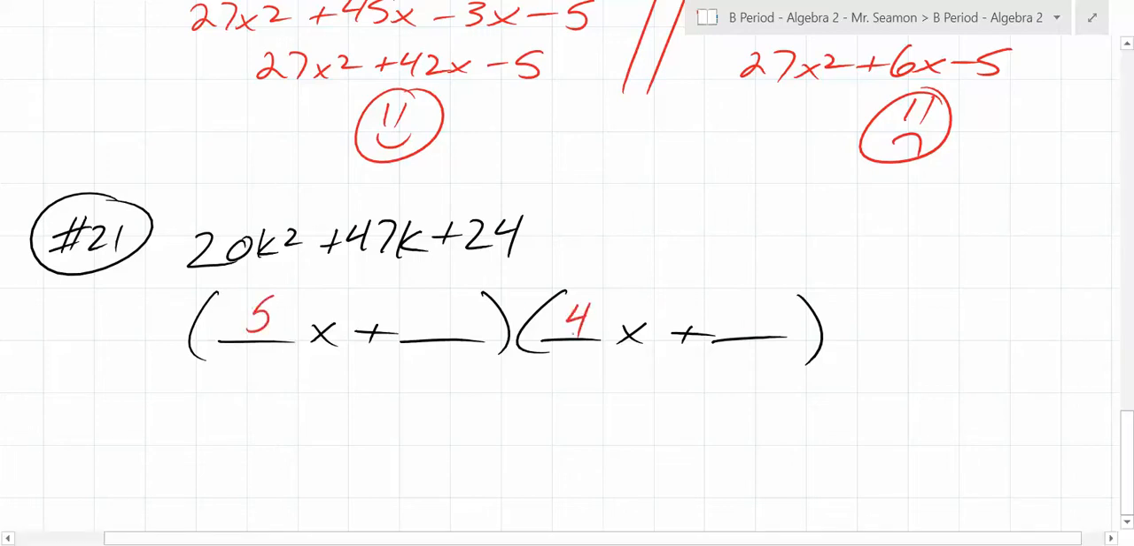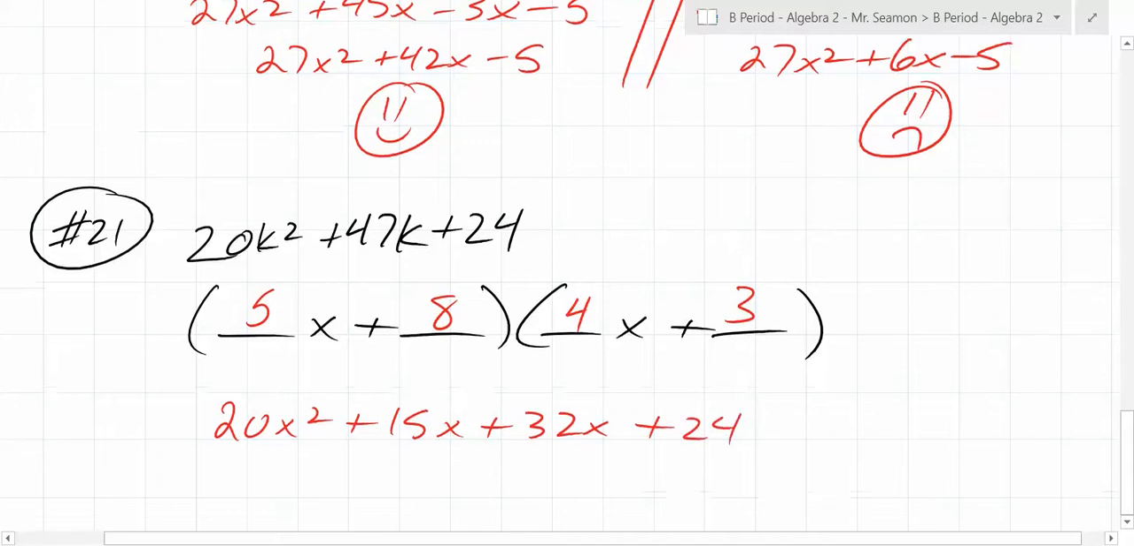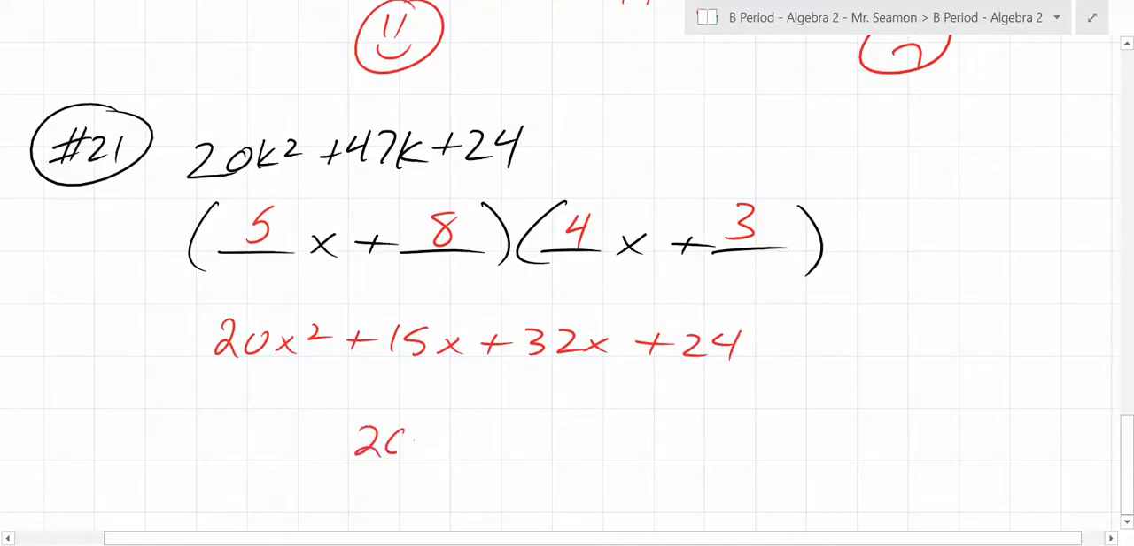What are two numbers that multiply together to get 24? How about like 8 and 3? 8 and 3, like that? So let's test it. You get 20x squared plus 15x plus 32x plus 24. Did we get the right thing from the original? Oh, look at that. Did we get it?